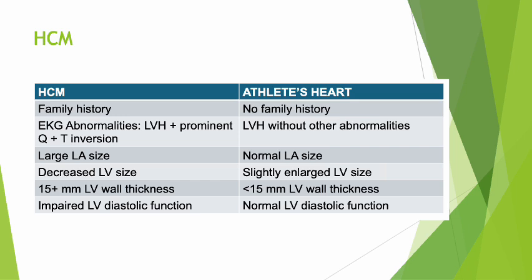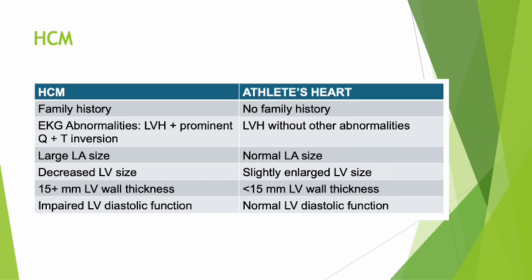If you have EKG abnormalities, that's going to be HOCM and not athlete's heart on your exam if there are things like Q waves and T wave inversions. But if you just have left ventricular hypertrophy without anything else, it could be either. The size of the left atrium is going to be large in HOCM, but it's going to be normal in athlete's heart. And then the LV size is going to be smaller in HOCM and slightly enlarged in athlete's heart.